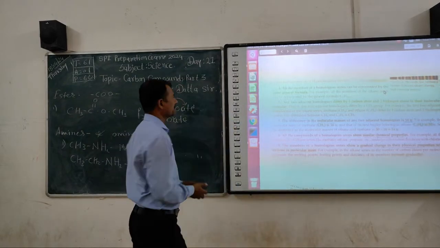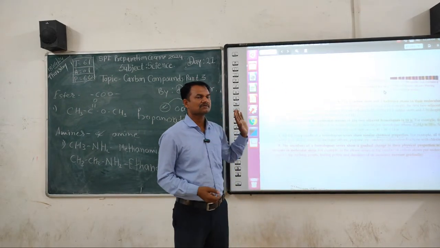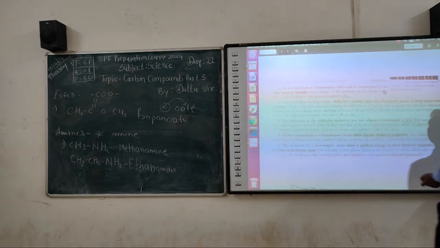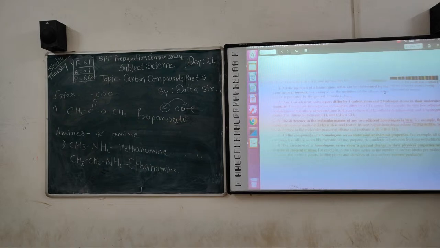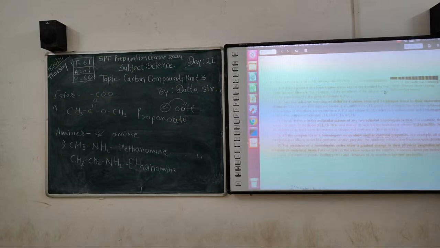Homologous series. Some characteristics are given here that we have to keep in mind. All the members of a homologous series can be represented by the same general formula. It means that any homologous series has the same general formula. Another one, any two adjacent homologous members differ by one carbon atom and two hydrogen atoms, that is a CH2 group. Then the third one, the difference in molecular mass. What will be the mass of CH2? 14 units.